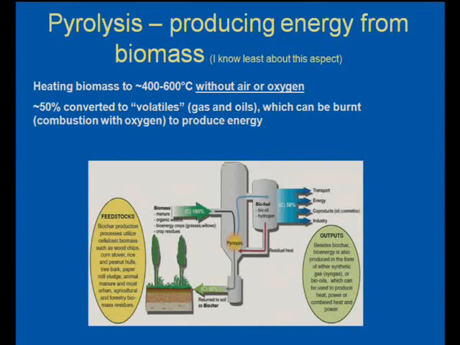Okay, the first part of it, actual pyrolysis, producing energy from biomass, is the bit I know the least about, so I'm just parroting what I've heard from other people in the area. So basically what we're doing is heating biomass to around that 400 to 600 degrees Celsius without air or oxygen, and when you do that, you convert about 50% of the carbon into volatiles, into some CO2, but also gases and oils, which you can then combust with oxygen to produce energy. So that's sort of the energy component of it.